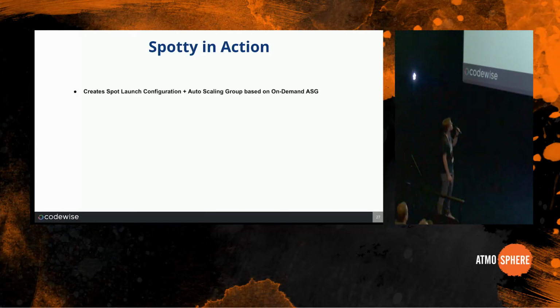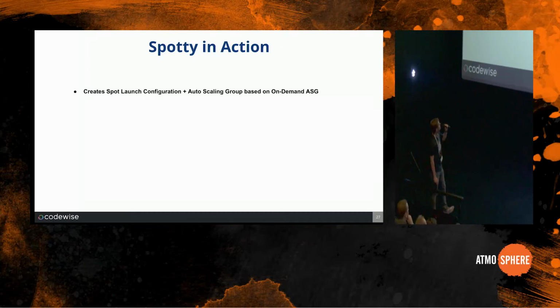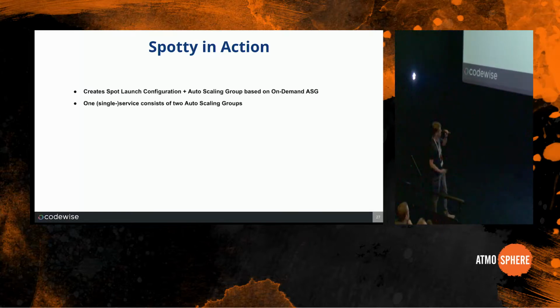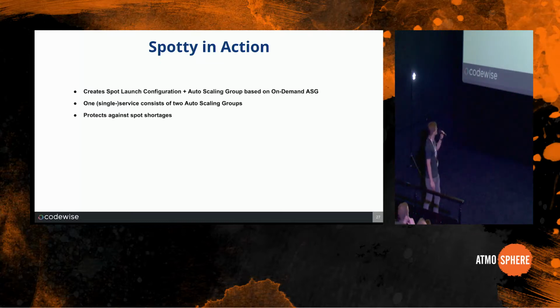So as I mentioned, the flow is to just copy the auto-scaling group and make one spot group out of it. So the Spotty managed service consists of 2 auto-scaling groups, the one for spots, the one for on-demands. It protects against spot shortages, because as we saw, if we get notified that we'll be terminated, then we increase on-demands.